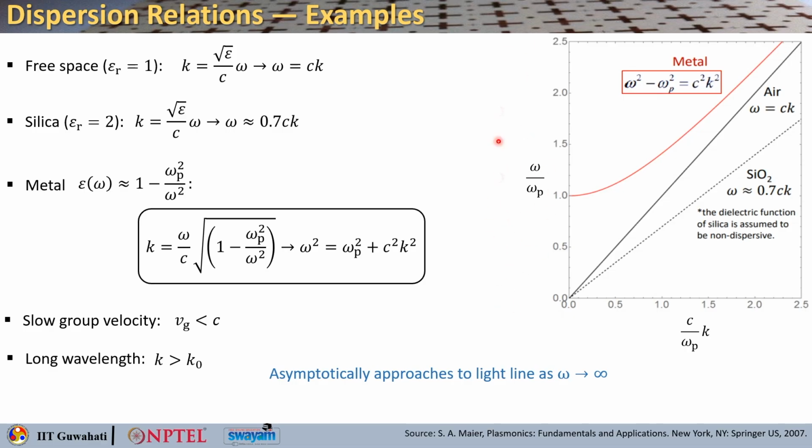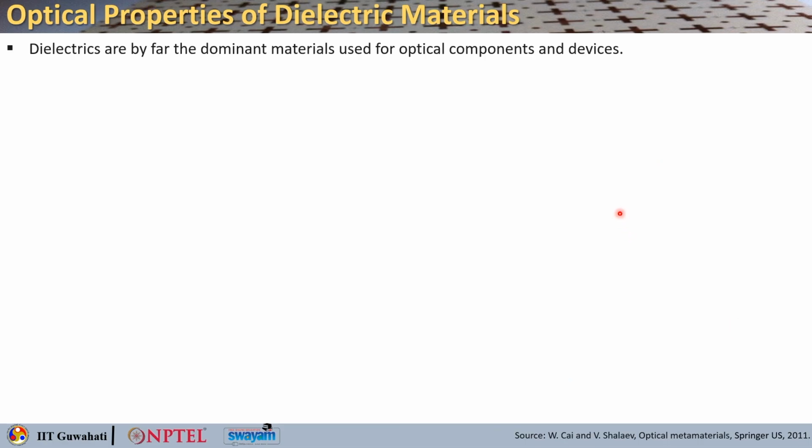So, in this particular axis, just to remind you, this is the normalized frequency and this is the normalized wave vector. So, it is an omega k graph. Okay. So, it is c k by omega p, this is the value here. So, now let us look into the optical properties of dielectric materials.